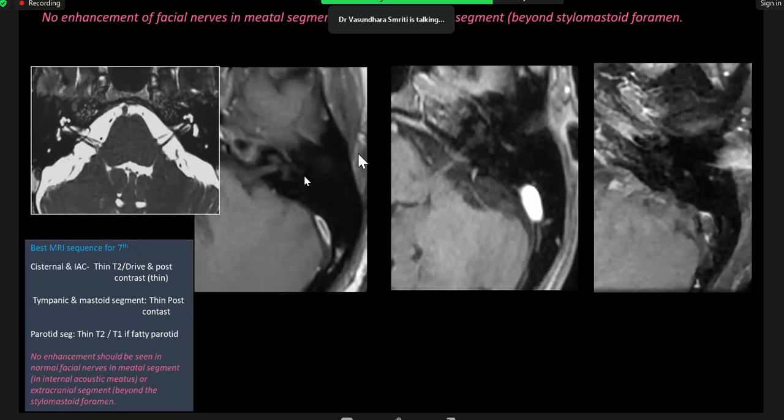Normally, you will see the faint shadow of the nerve in all patients. So this is the tympanic segment. One part will travel anteriorly. The tympanic segment will continue, and then you will see the mastoid segment as a dot on your post-contrast, especially if you are doing thin post-contrast sequences. Ideally, there should be no enhancement seen in a normal facial nerve in the meatal segment as well as beyond the stylomastoid foramen.